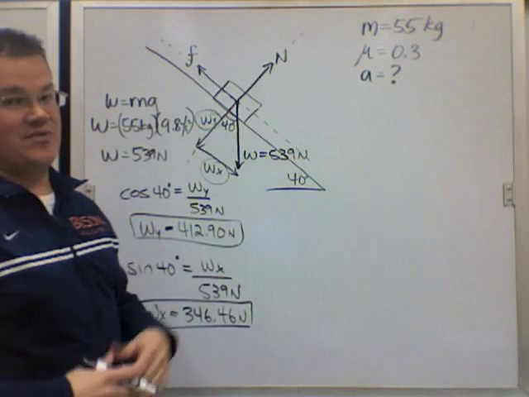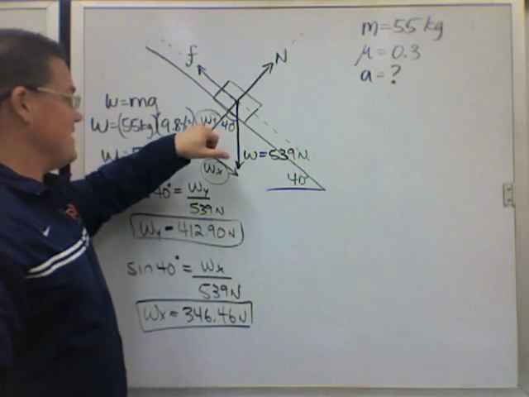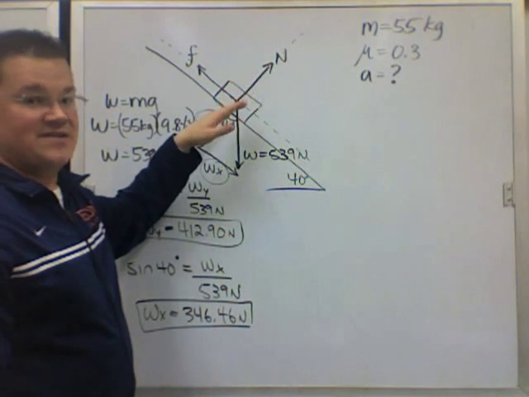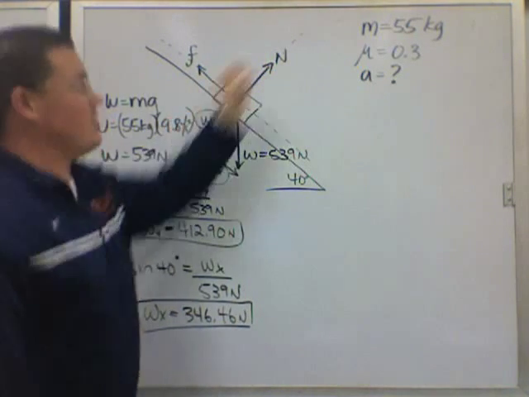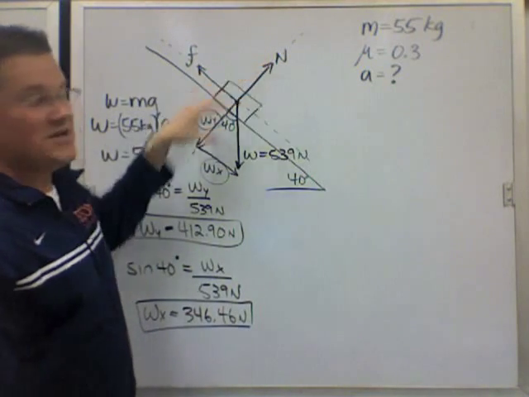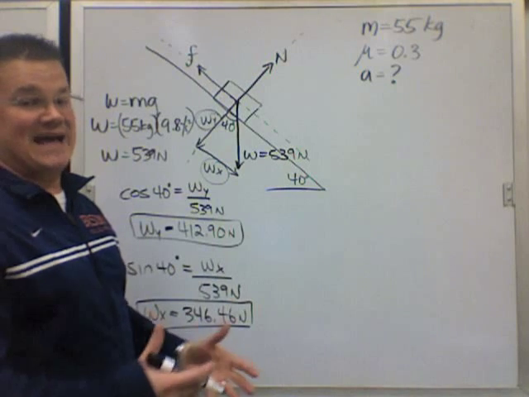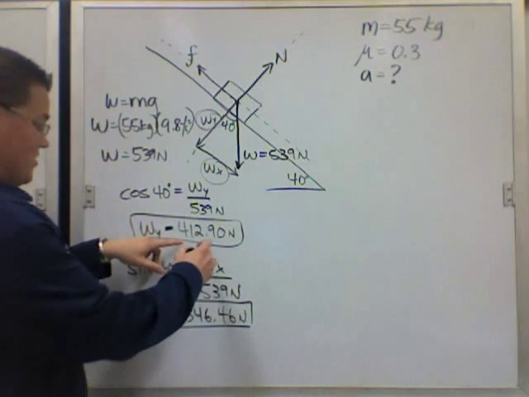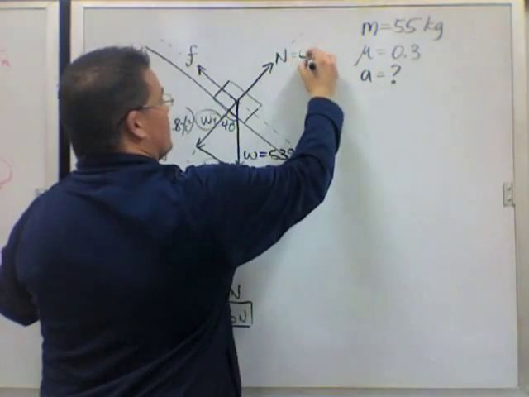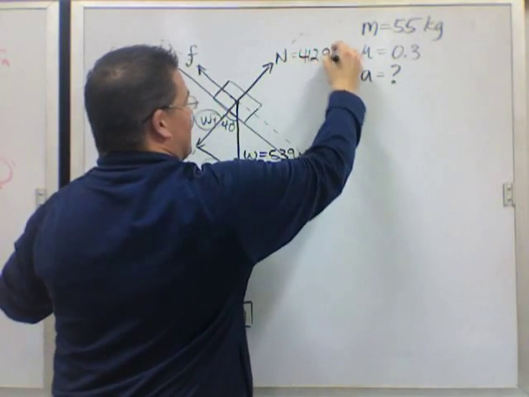Why do I care what Wy is? Because I can assume that Wy and the normal must be the same. That's because this box is not accelerating off the hill and it's not accelerating into the incline. That means these must be balanced. They must be the same, and that's why we solve Wy. So I know normal must be the same as my Wy. This must be 412.9.